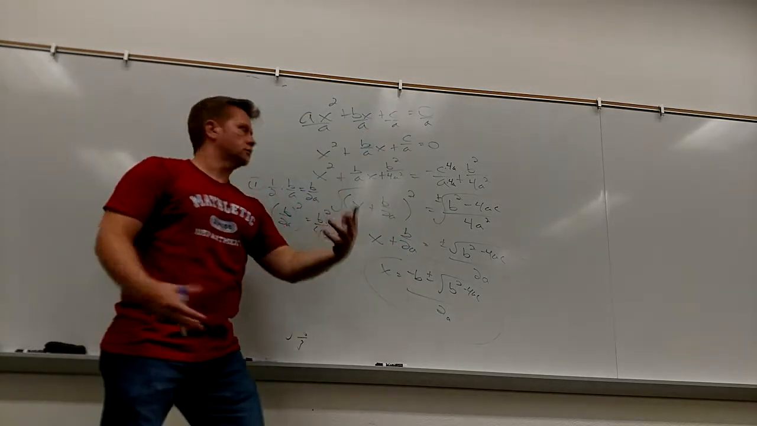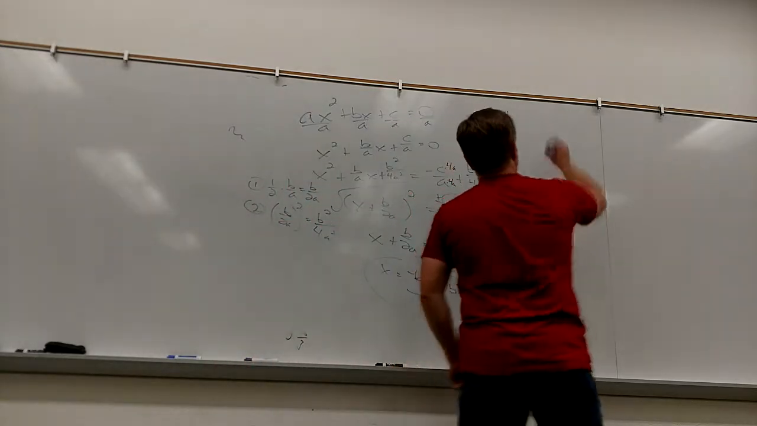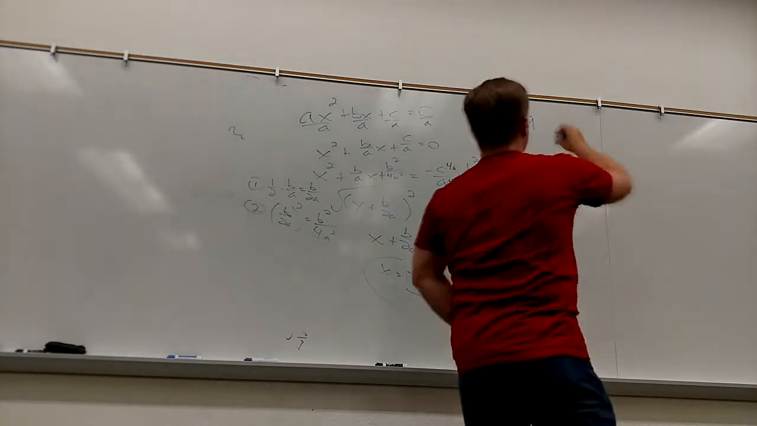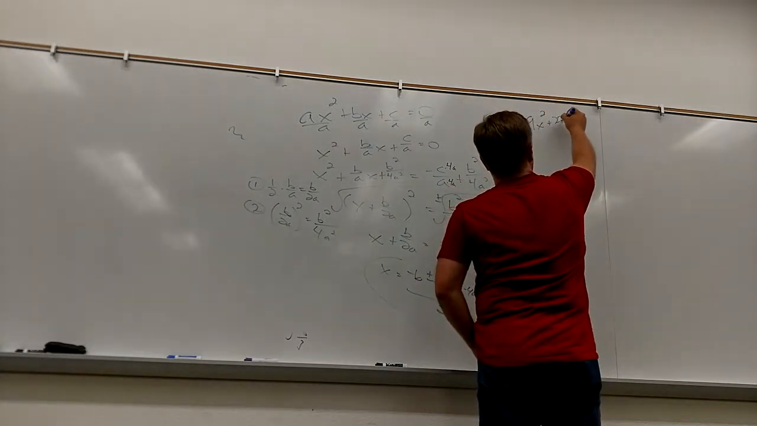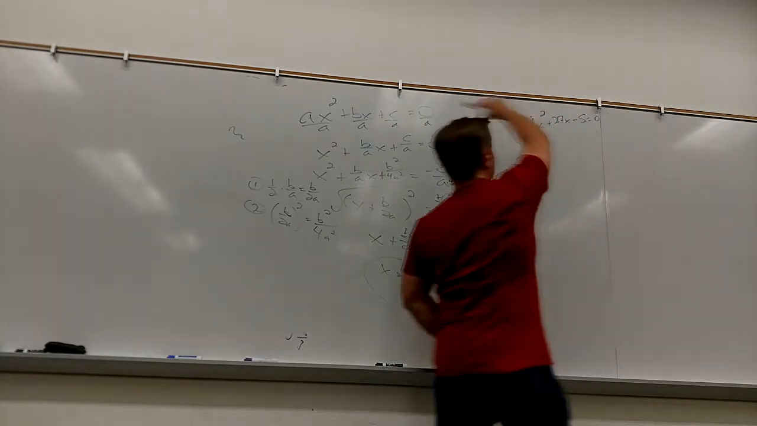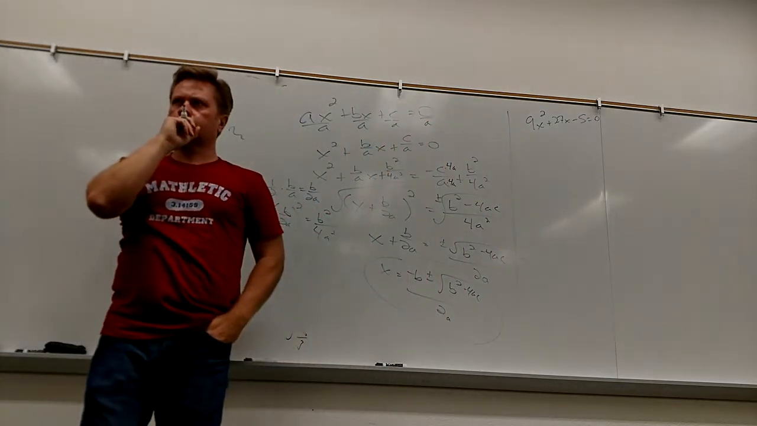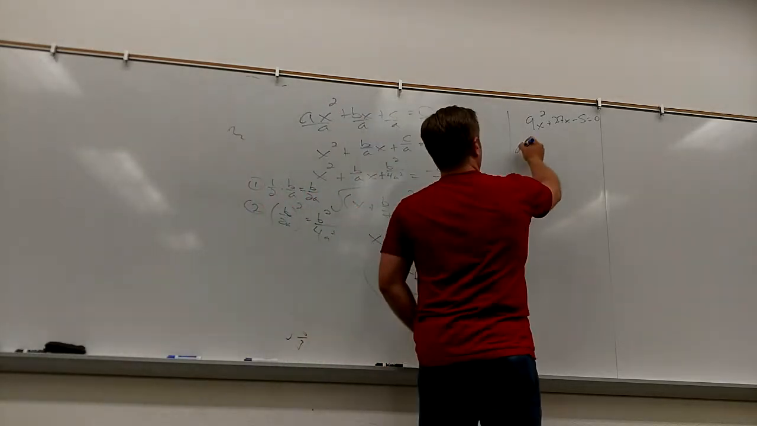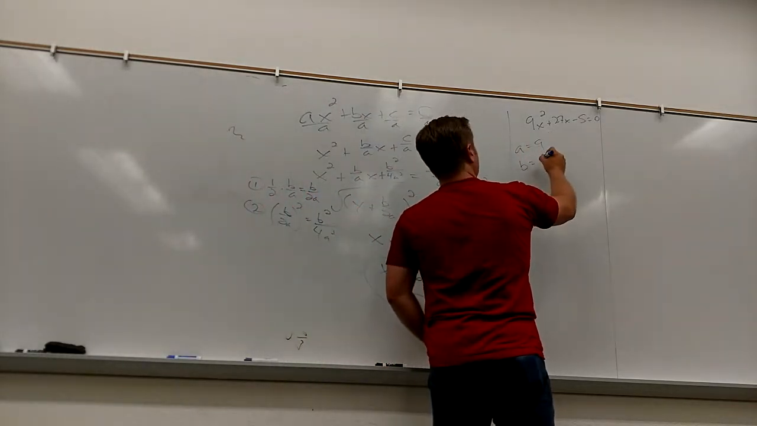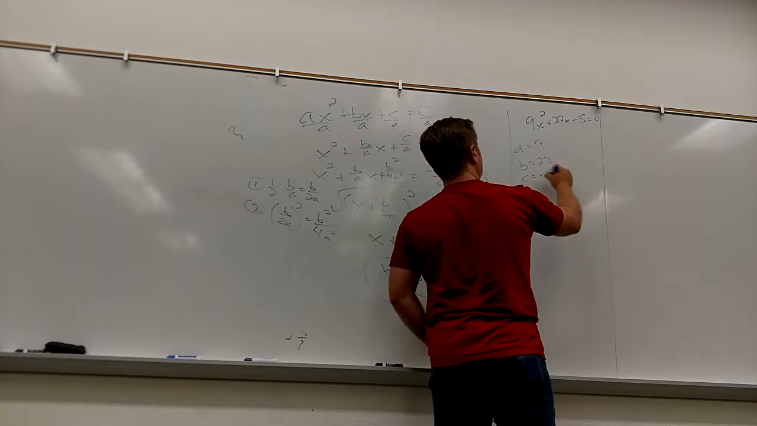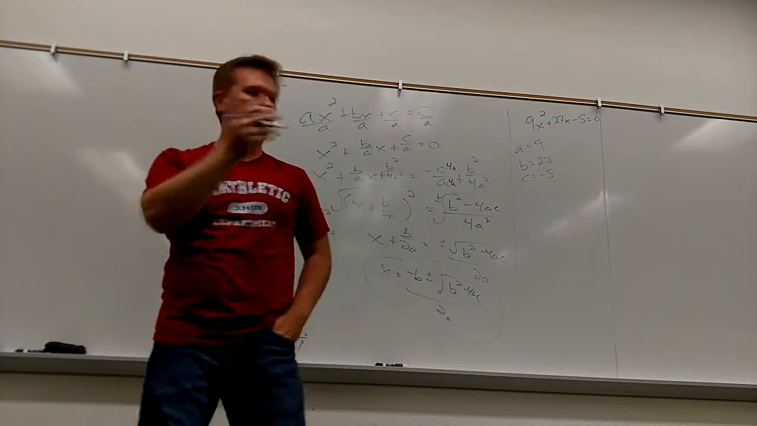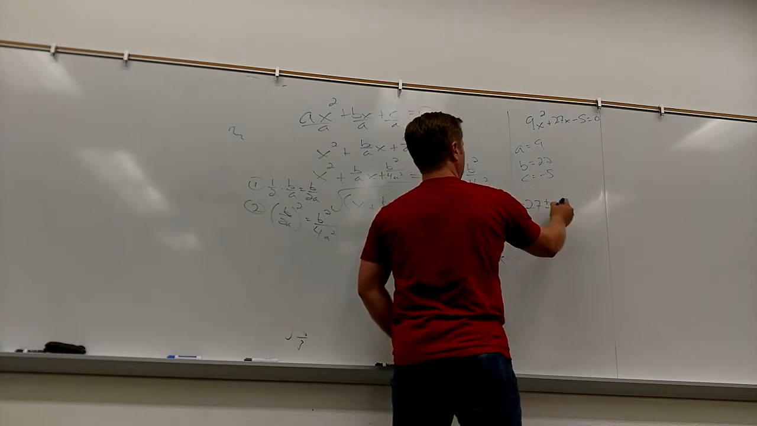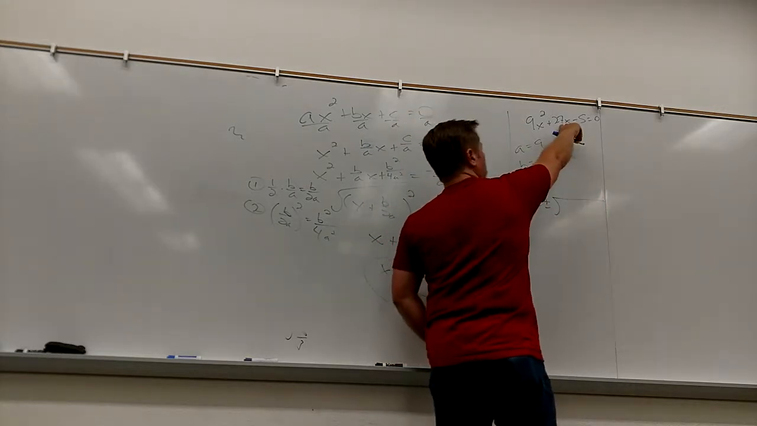So for example, let's look at that last one we did. What was it? 9x squared plus 27x. We subtract the 5 over, so it looks the same. What's a? 9. What's b? 27. What's c? -5. And now just throw them in, right? So it'll be negative b, so it'll be negative 27, plus or minus the square root of b squared.